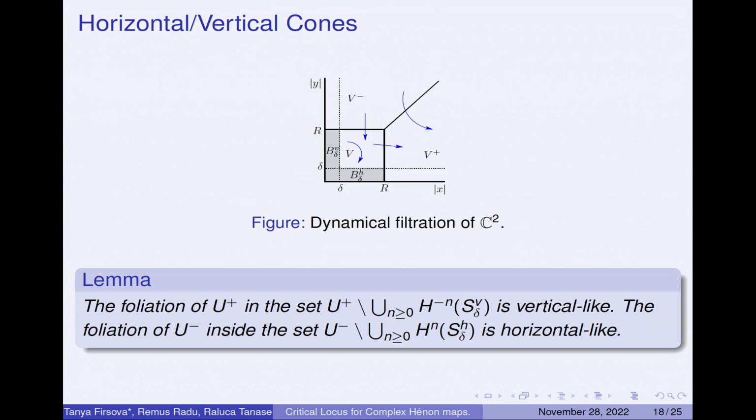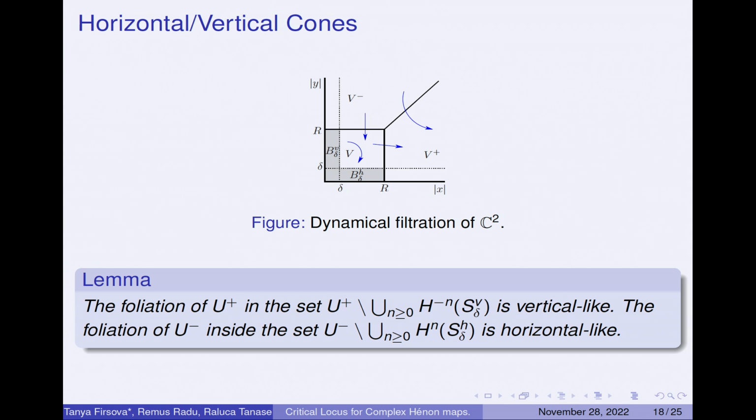So it means that we have vertical cones in U plus where we remove the pre-images of SV, and we have horizontal cones in U minus where we remove the images of the horizontal one. So it means that there is no critical locus there. So the critical locus is in the strips or in their pre-images or images. And in the Lubitsch-Robertson case, it goes along the strip, along the x-axis, and it ends in J+.